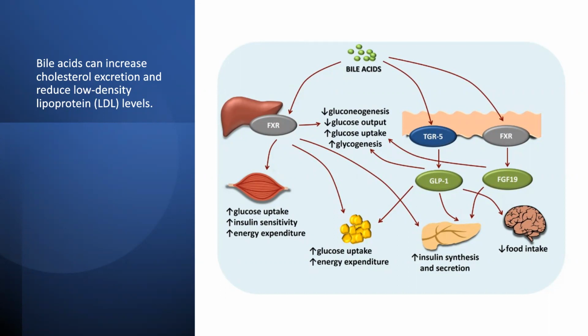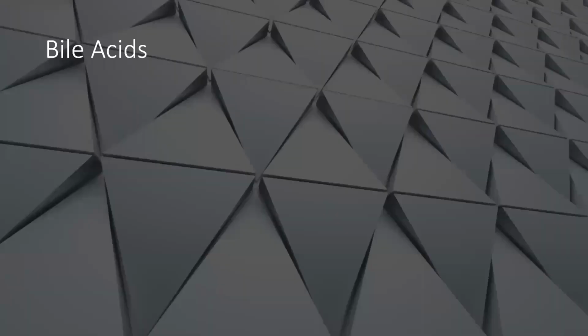If we see the path of the bile acids, what they actually do: gluconeogenesis decreases, glucose output decreases, glucose uptake increases, and glycogenolysis increases. So they all are affected, you can see here, by increasing the glucose uptake, insulin sensitivity, and energy expenditure. They also increase insulin secretion, and the food intake needs to be decreased. So bile acid is playing a pretty good role in our lipid disorders.